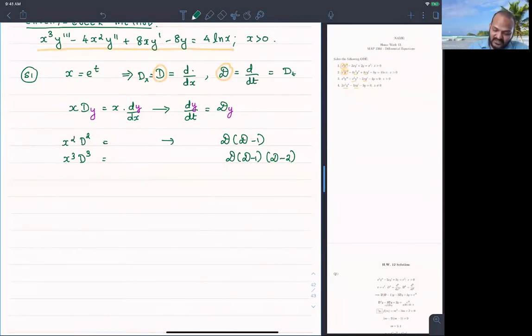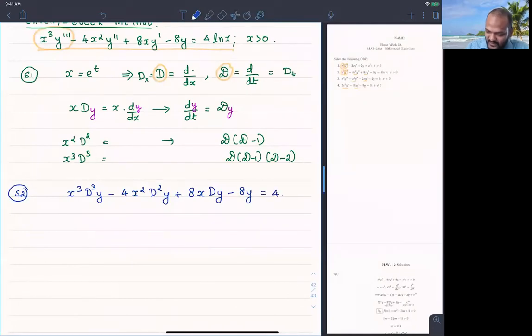When I do that, ladies and gentlemen, this x cubed y triple prime is going to become, let me rewrite this in the operator form: x cubed d cubed y minus 4 times x squared d squared y plus 8 times x dy minus 8y is equal to 4 times the ln of x.